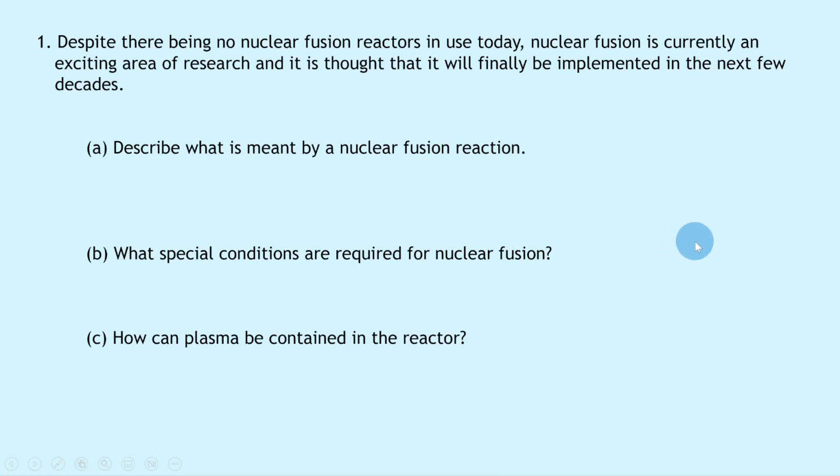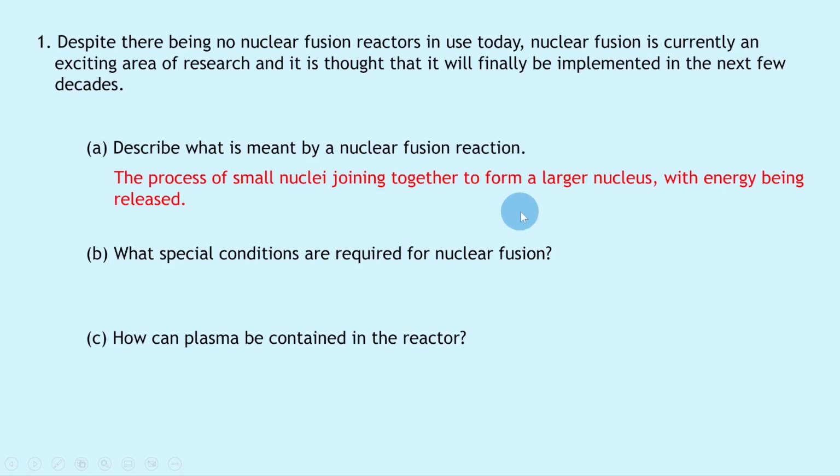Well, remember from the theory video on nuclear fusion, we saw that this is the process of small nuclei joining together to form a larger nucleus with the energy being released. Part B says, what special conditions are required for nuclear fusion? Well, remember we need 2 things. We need a high temperature and a high pressure in order for plasma to exist inside the reactor.